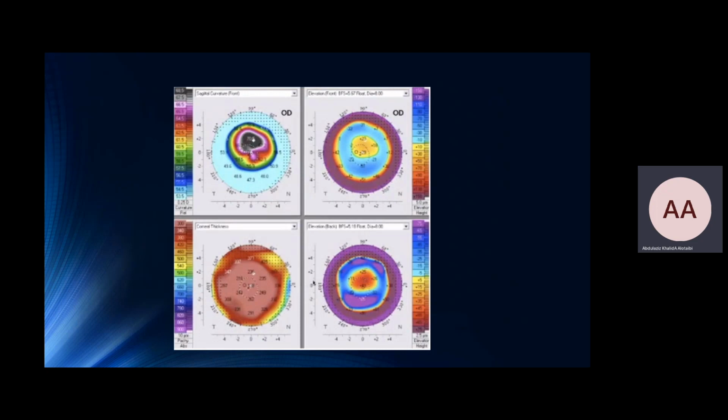Moving to the elevation map. Okay, there is a difference. We have 29 and 22. It's considered high, so there is an area of steepening in the front. And the values in the back are also more than 15, with generalized thinning in the thickness map. So this is ectasia.